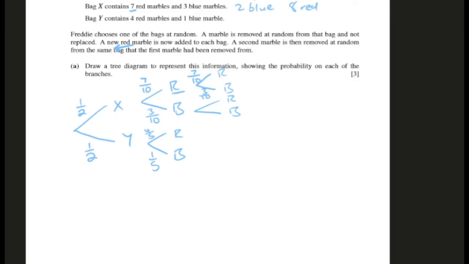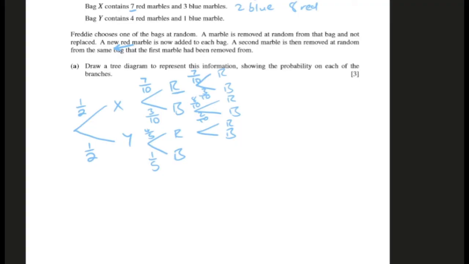And then let's go to bag Y. If you pick a red marble on your first pick in that bag, it means that on our second pick we must have 4 out of 5.